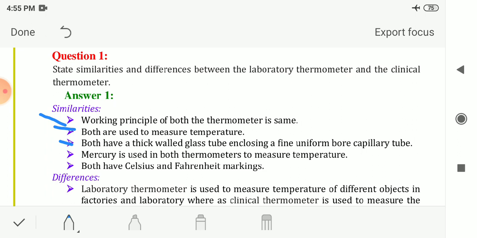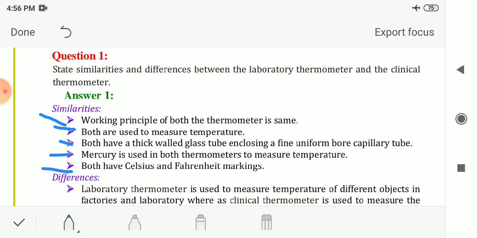That is, a thin tube which is hollow inside, and in the hollow space there is mercury. The next similarity is, mercury is used in both the thermometers to measure the temperature. And then next, both have Celsius and Fahrenheit markings. In this type of thermometer, both scale markings are there, Celsius and Fahrenheit.